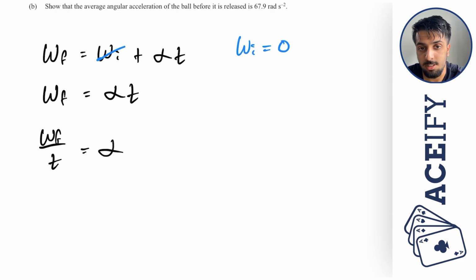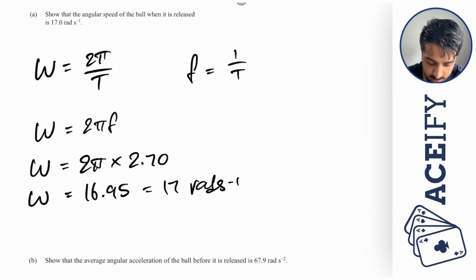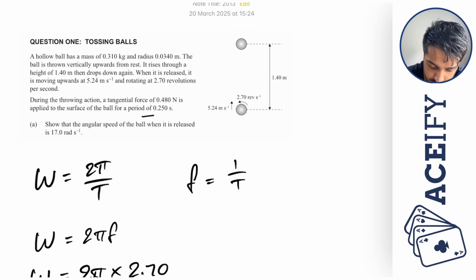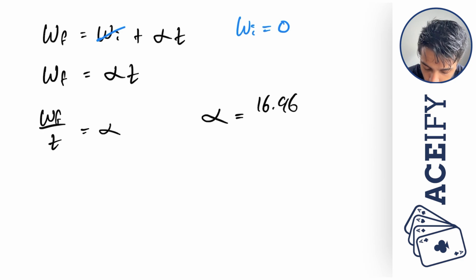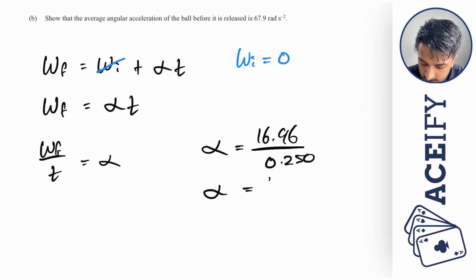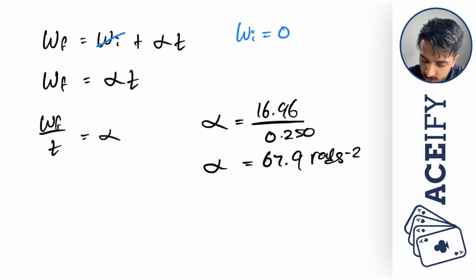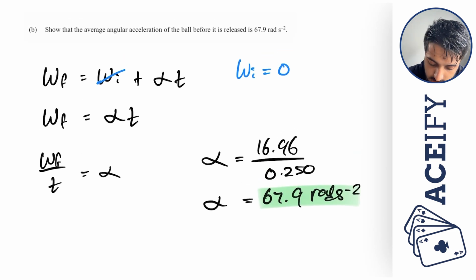We get angular velocity over time is equal to our angular acceleration. In the previous question we found our angular velocity, and our time is given here as a period of 0.25 seconds. Therefore our angular acceleration is equal to 16.96 over 0.25, and that gives us an angular acceleration of 67.9 radians per second squared, which is the value that we're trying to find.